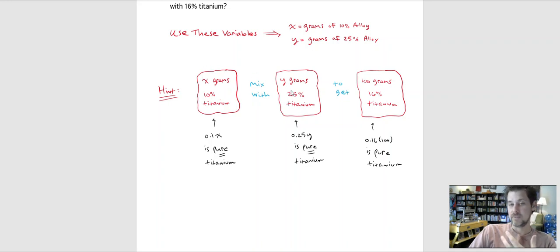In this other one, you have y grams and 25% of it is titanium. So 0.25 times y is pure titanium. If this was 100 grams and 25% of it was titanium, then 25 grams would be pure titanium. I want to take this one and mix it with this one and get that one. It's 100 grams, 16% of it is titanium, so 0.16 times 100 is pure titanium. Something here would have to add up. The grams of pure titanium in this one, plus the grams of pure titanium in this one, would have to equal the grams of pure titanium in the final mixture.